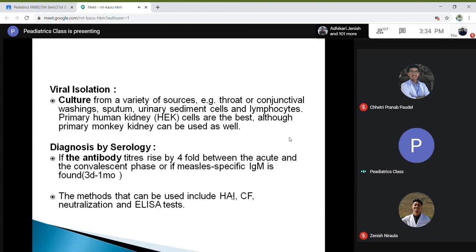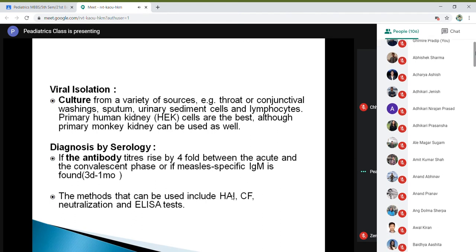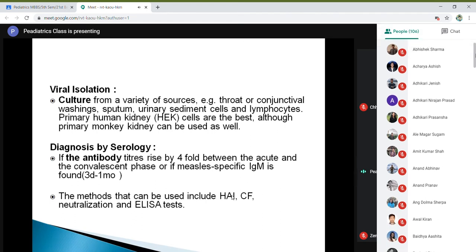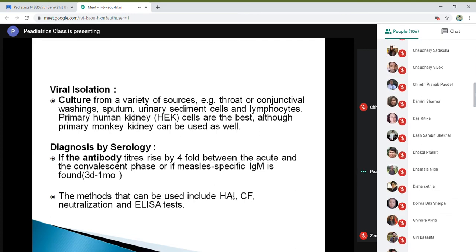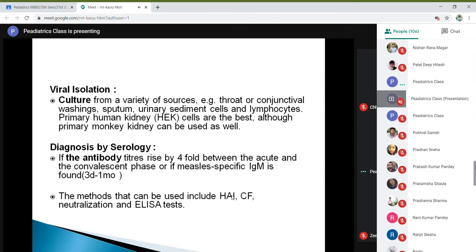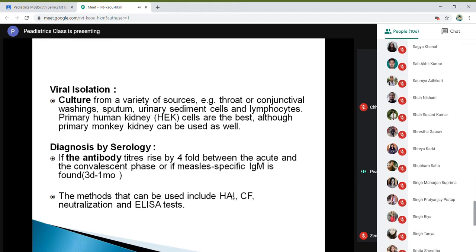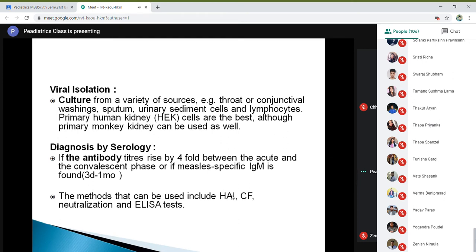Another is, would you like to culture the virus? Primary human kidney cells have been used. But practically, we don't do that. We are clinically good. Or you can send antibody tests, a serological test. Antibody titers rise fourfold between the acute and convalescent phases. You can also send an IgM-specific test, which can last for a month and is quite accurate. Different methods can be used, such as ELISA, hemagglutination inhibition, or complement fixation. These are the methods for detecting antibodies in serological tests.